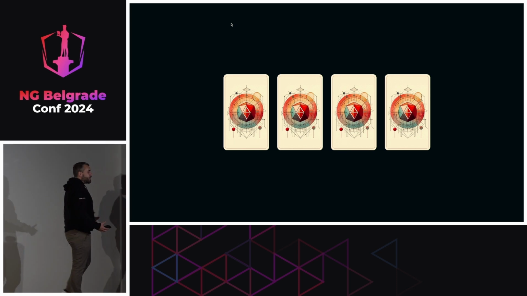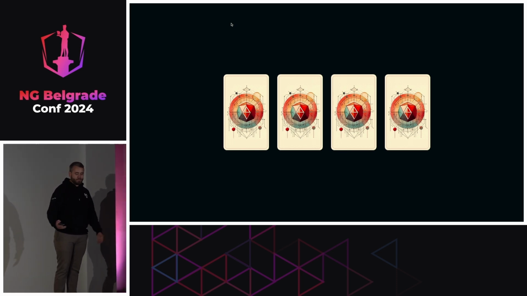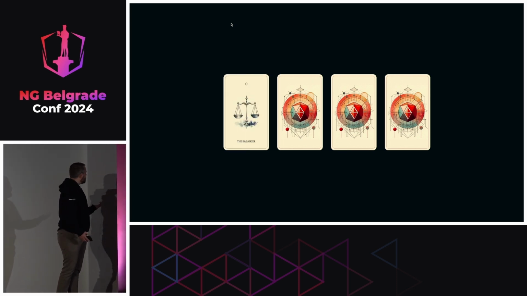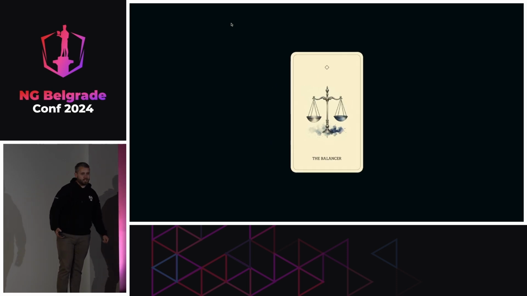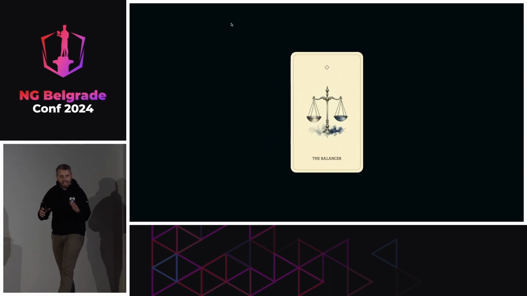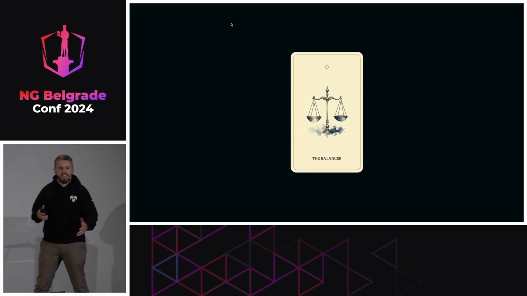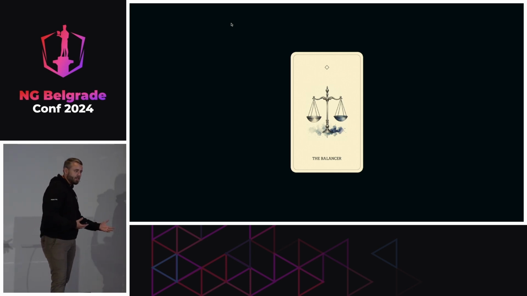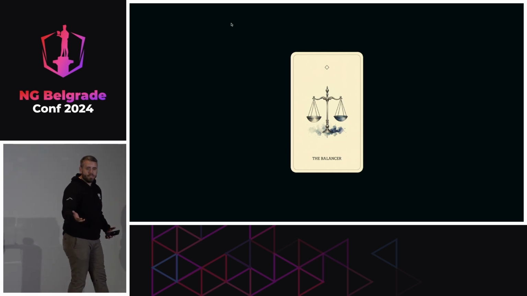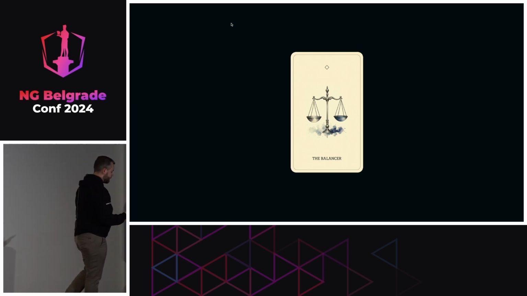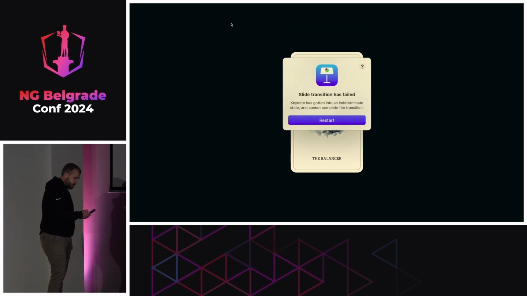So with that, let's go ahead and see what the future is for signals. And the first card that we've drawn is the Balancer. Now, this is an arcane artifact from the past. It instructs developers that they should think about the balance between state in their application and the requirements that they have to meet when they're building out their application themselves. So what does this mean?